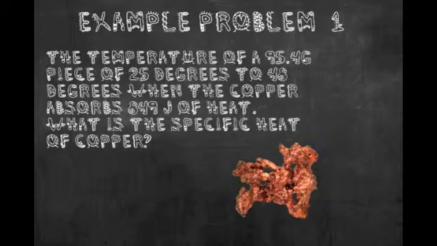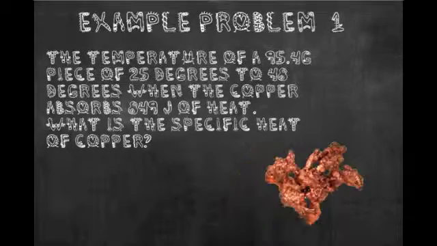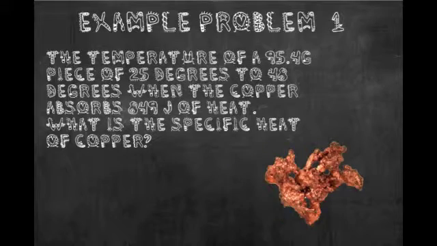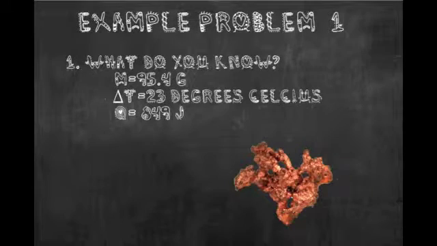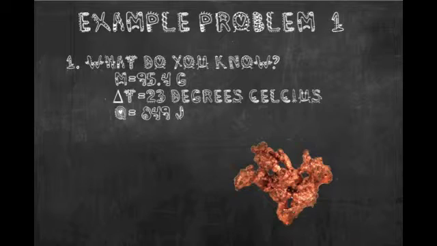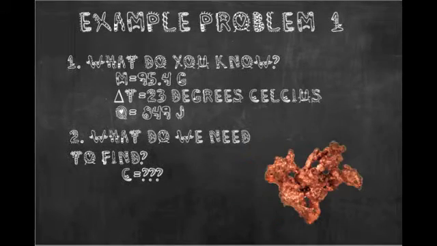The temperature of a 95.4 gram piece of copper increases 25 degrees to 48 degrees when the copper absorbs 849 joules of heat. What is the specific heat of copper? We know that the mass is 95.4 grams, the change in temperature is 23 degrees Celsius, and the heat is 849 joules. So what we need to find is C, or specific heat.